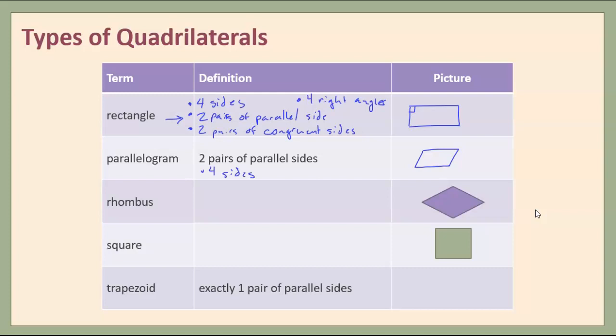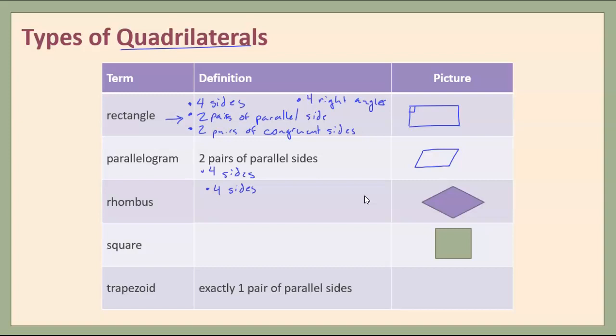All right, how about a rhombus? Here's a picture of a rhombus. Looks like a diamond maybe, or a squished square. We notice this also has 4 sides. That will in fact be a feature of all of these because these are all quadrilaterals. So a rhombus has 4 sides.